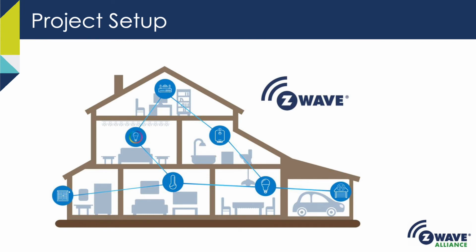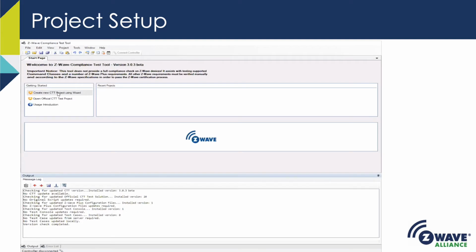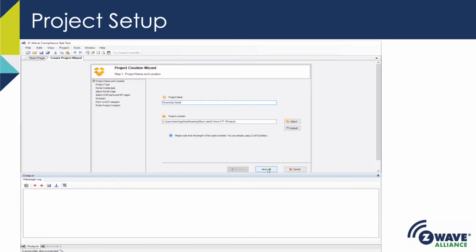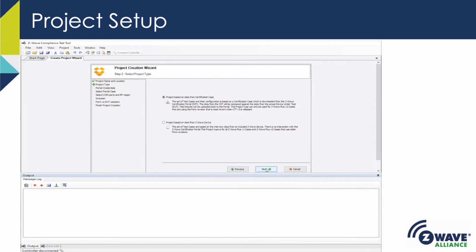Let's now dig a little more into the main features of the CTT version 3 tool and demonstrate how it actually works. How to set up your project. Open the CTT version 3 tool and click on Create New CTT Project using Wizard to create a project of the device that you want to self-certify. You then provide it with a project name and a location where your project is stored on your local machine.